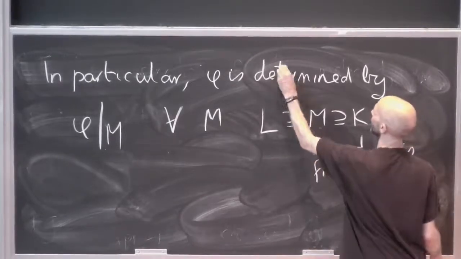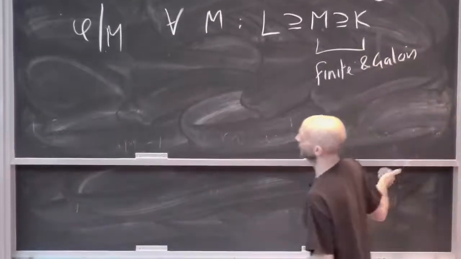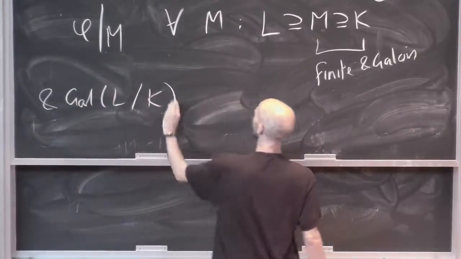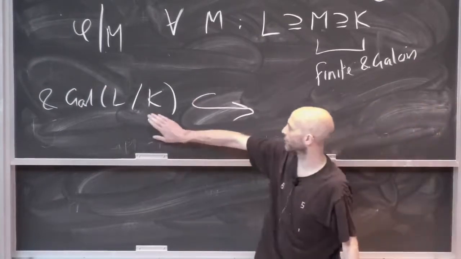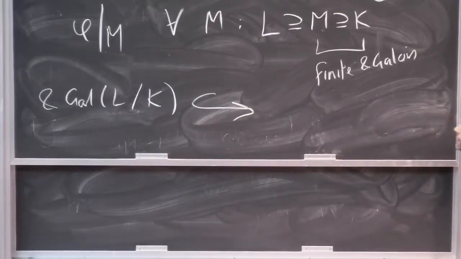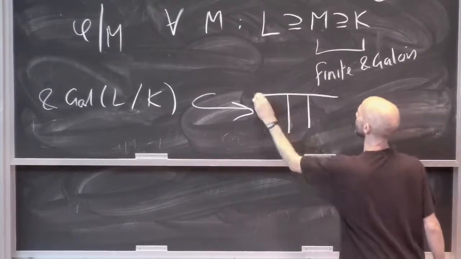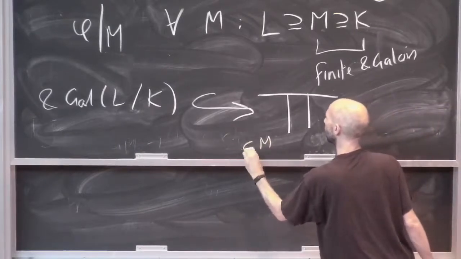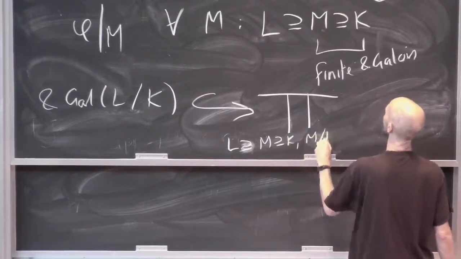So phi is determined by phi restricted to M for all M with this property, and in particular, Gal(L/K) hence injects. This is an infinite Galois group about which the Galois theory course I personally took told me nothing. But this simple argument here shows that this infinite Galois group embeds into a huge product over all M, with M living between K and L, M over K finite Galois.